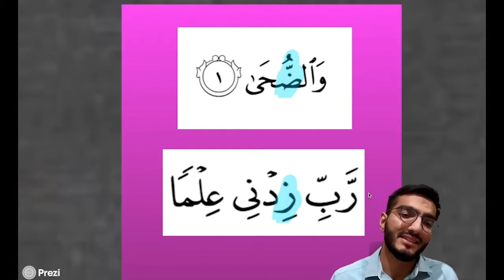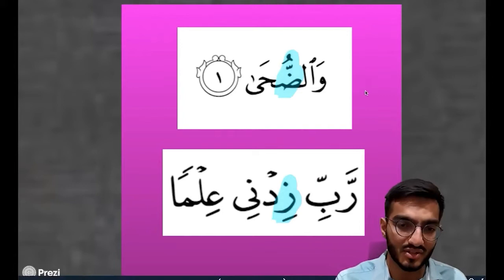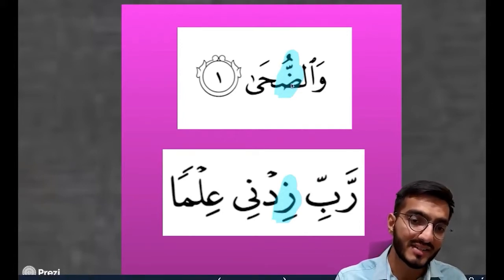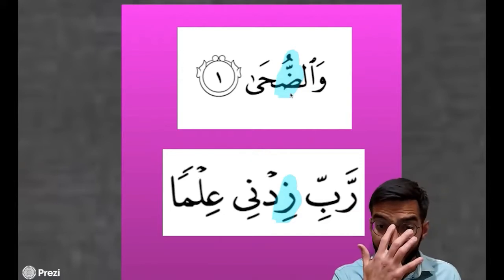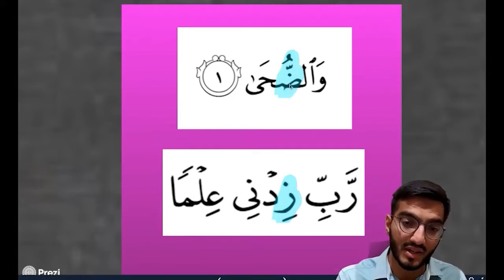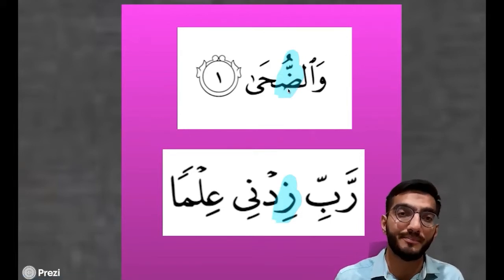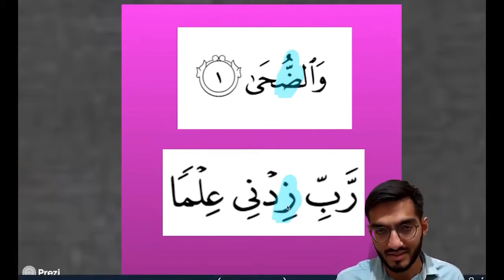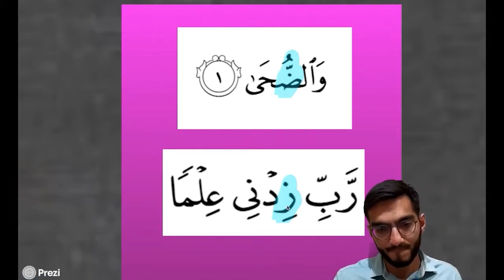ربي زدني علما. ربي زدني علما. So you can see the differentiation. So you see the Dad. This is again circular, so your mouth is round, as we've discussed in previous lessons. A good way of knowing when to have a round mouth is by seeing the letter. It has a circular shape to it. So Dad, round mouth. والضحى. Whereas this is more as a normal Z. Rabbi zidni ilma.